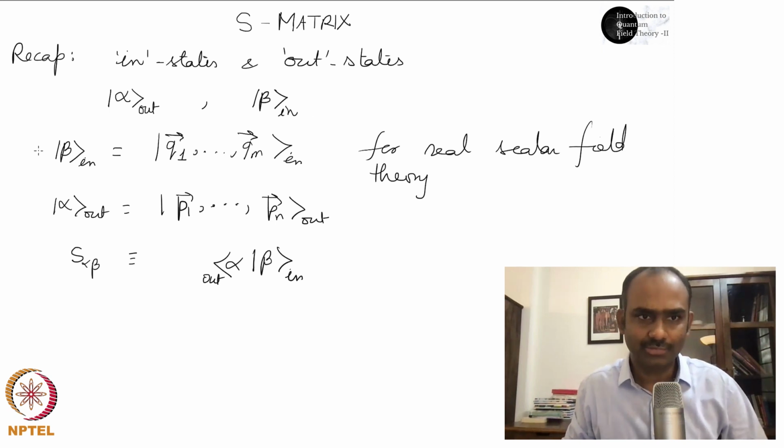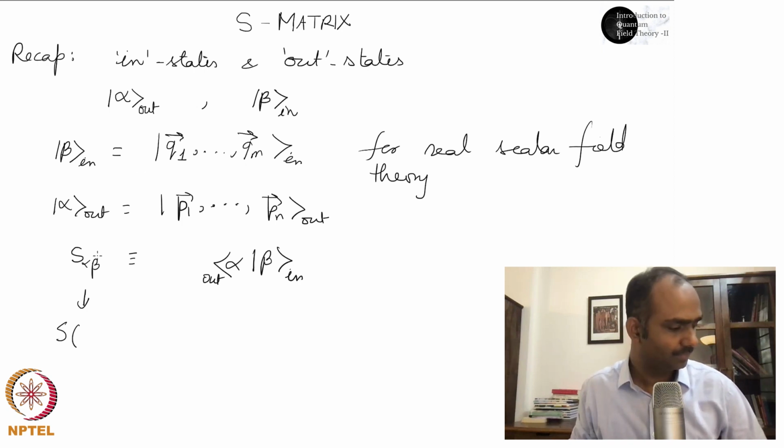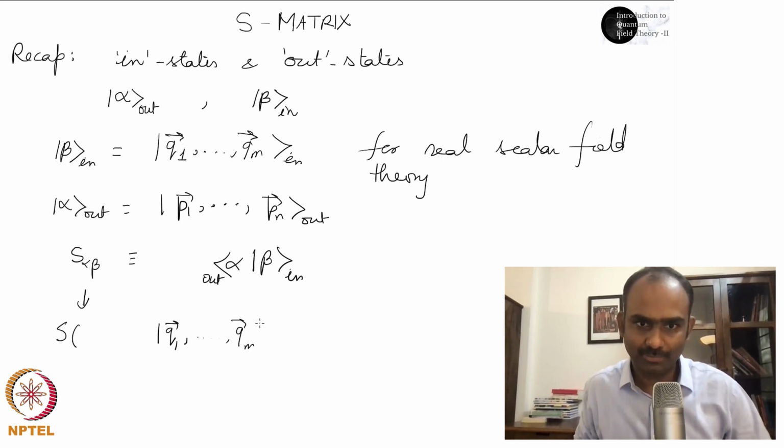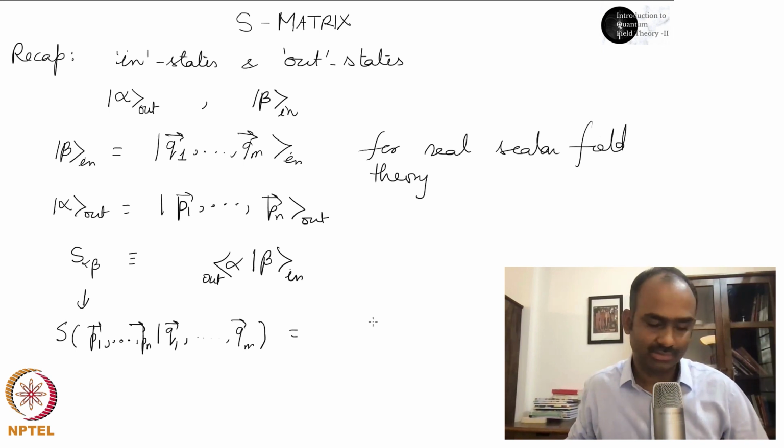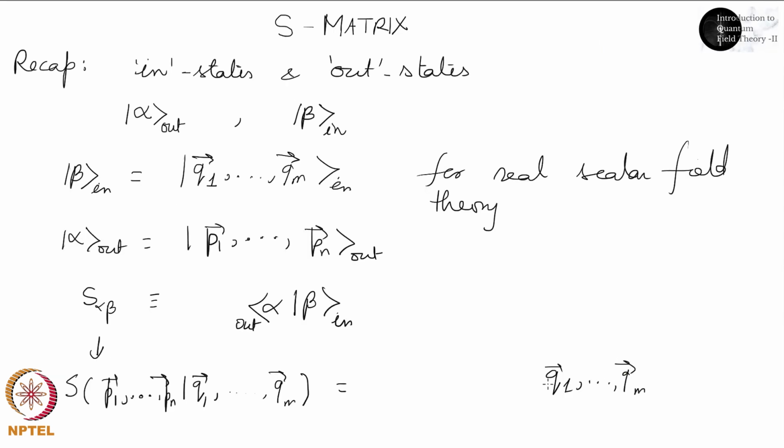For the case of real scalar field theory, this would be the S I wrote earlier. The in state is labeled by the Q1 labels, and the out state is labeled by these momenta. That's how we wrote S alpha beta in this case, and then this was just this inner product, with P1 to Pn out. That's what we had written last time.